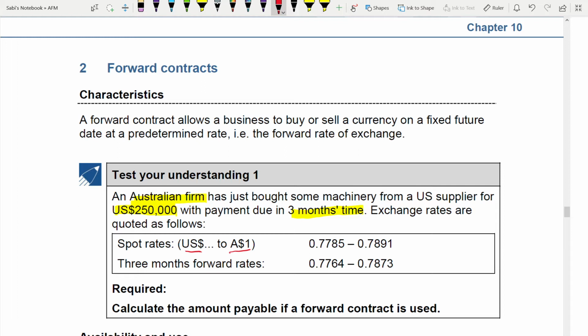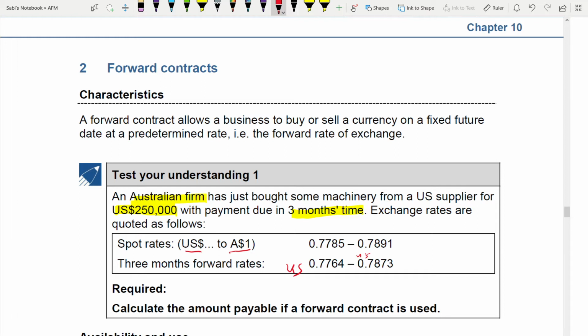Now you have to pay. So these are in US dollar. This is your bank and these are US dollar. You need to pay US dollar, so you want US dollar, right? You have to pay in US dollar. Remember, you have to pay in foreign currency or receive in foreign currency only. You cannot pay in your home currency or receive in your home currency. You will just translate it into your home currency. That's what you are doing. But you have to pay in US dollar.